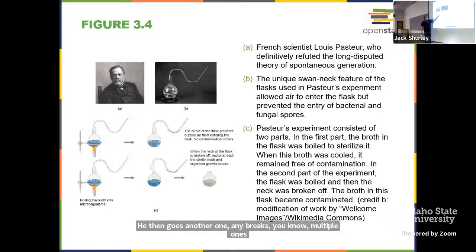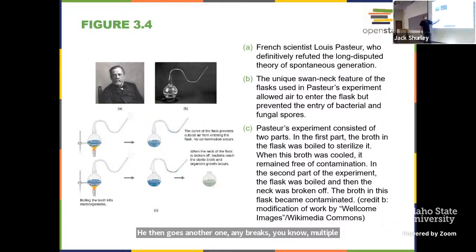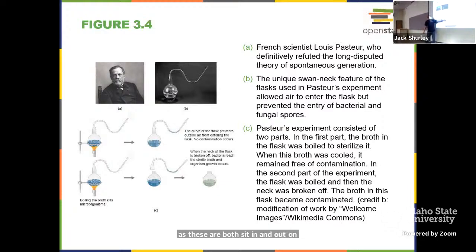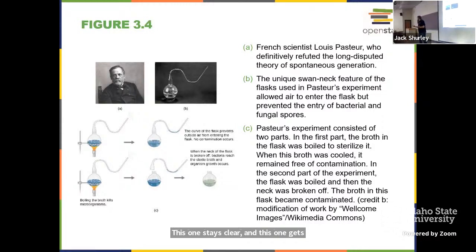He's got one that he's cooked and never did anything with. He cooks this one up, but he breaks the top of that off and lets it be exposed to the air, right? As these are both sitting out on the bench top for a week or whatever, this one stays clear and this one gets turbid. It gets all kind of cloudy, right? You can't see through it because there's all sorts of stuff growing in there, right?